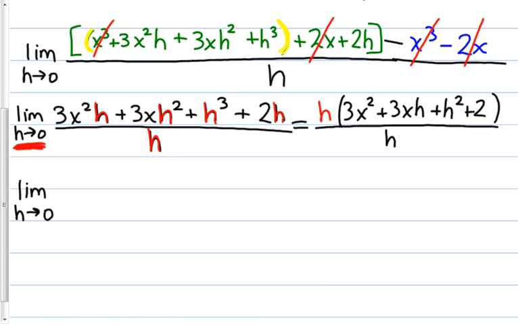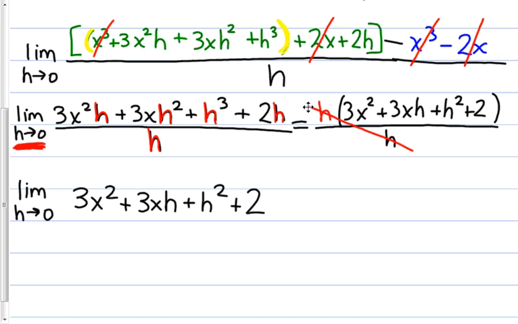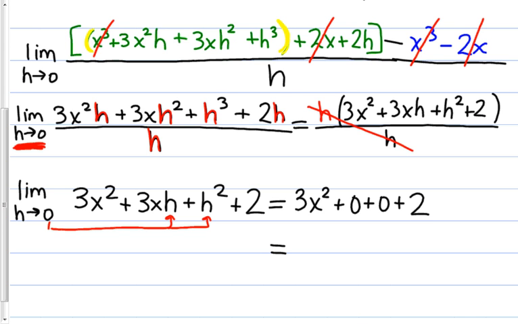Okay, so I wrote it out with the h factored out, and of course, like I said, these h's are supposed to cancel each other out. So now I'm left with just 3x squared plus 3x times h plus h squared plus 2. Now this is something that I can plug h equals 0 into. This will go here, it'll go here. So let me go ahead and do that off screen. This is what I end up with. If I simplify it, because I don't really need the zeros, I get 3x squared plus 2.